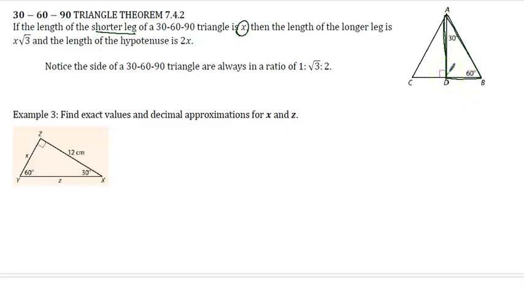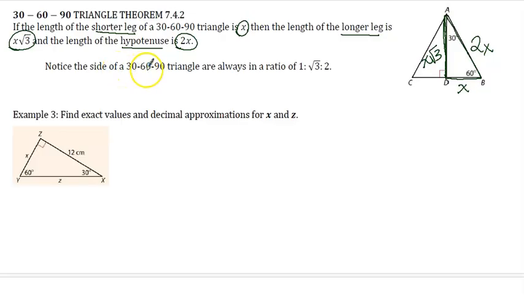So it says if the length of the shorter leg is x, so that's going to be this leg. The length of the longer leg, let me actually go back and just underline that. So the longer leg is x times the square root of 3. So my longer leg is this one. So this is x times the square root of 3. And the length of the hypotenuse is 2x.